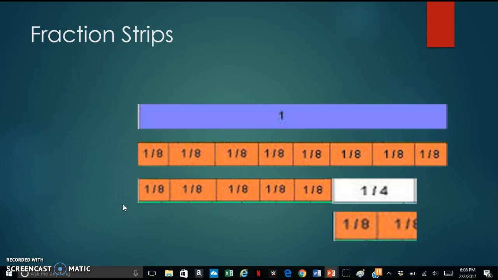So I hope this helps on how to add and subtract fractions with unlike and common denominators. And thanks.